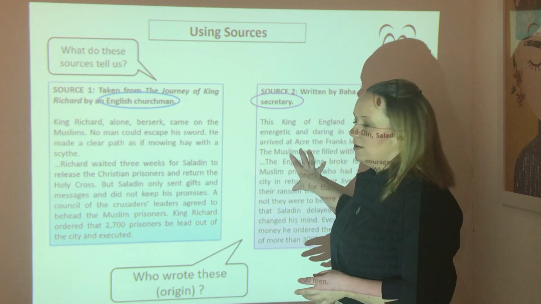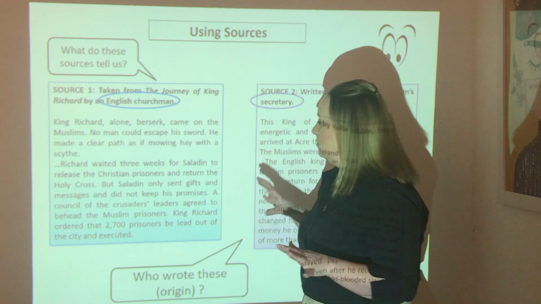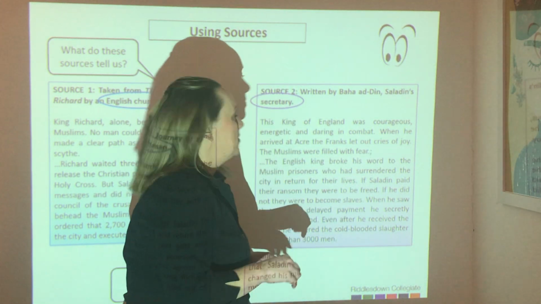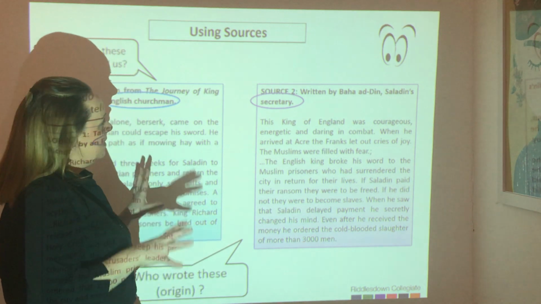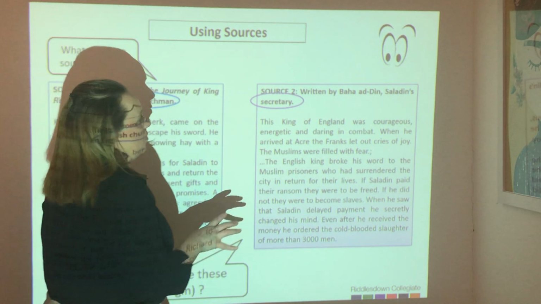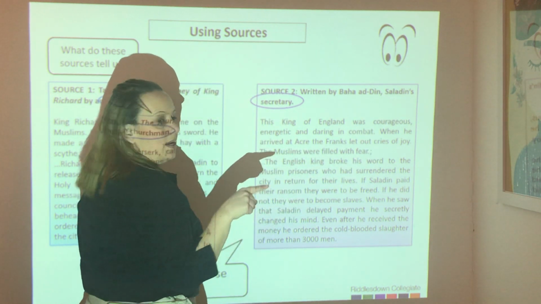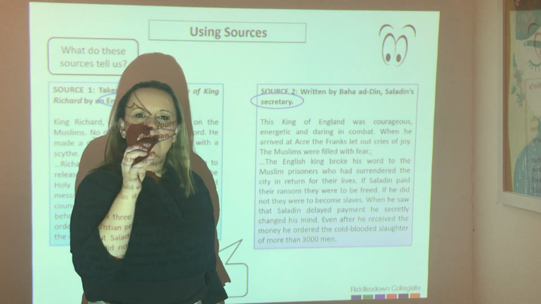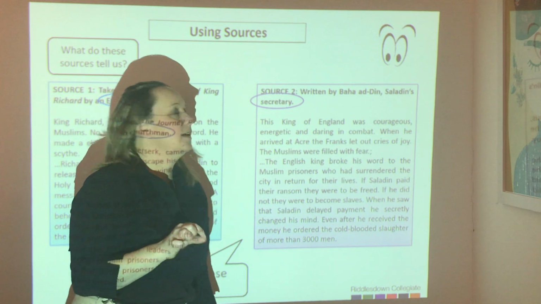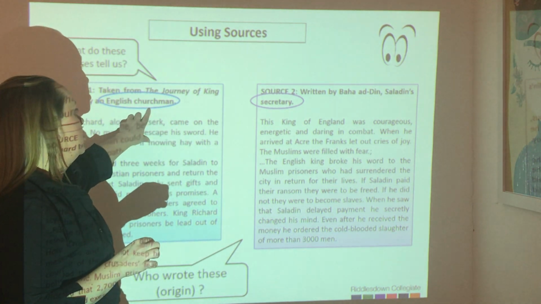So let's have a look at this other one now. I'm going to move to the other side. I'm not so keen on teaching from this side, but we'll have a go. Okay, so here our source 2 was written by Bahauddin, Saladin's secretary. So someone much closer to Saladin than just an English churchman.